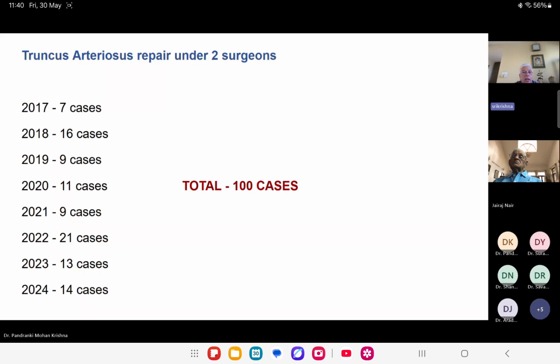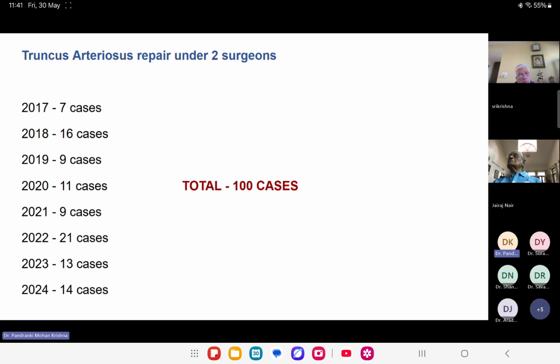Your slide is still stuck at that first slide. Truncus arteriosus repair under 2 surgeons. Yes, sir. Is that what you're talking about? You didn't split these into different procedures? I split. There is one more, sir, but this slide, I have not written particularly what.